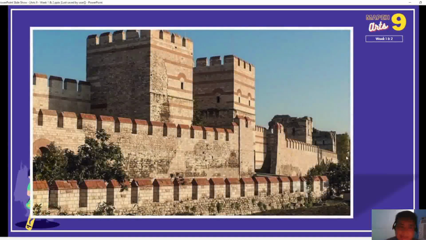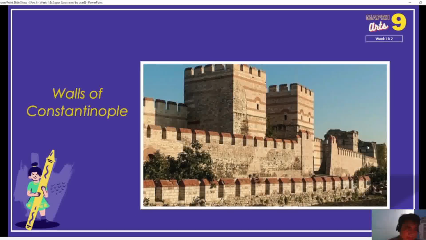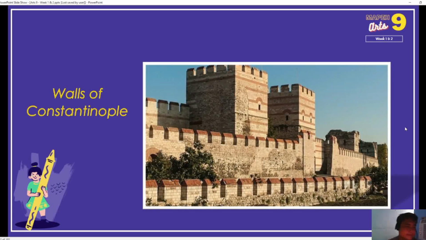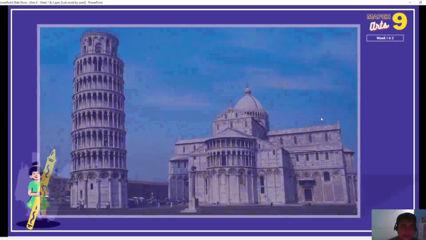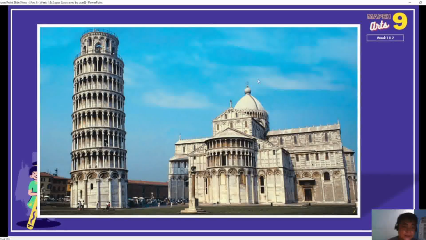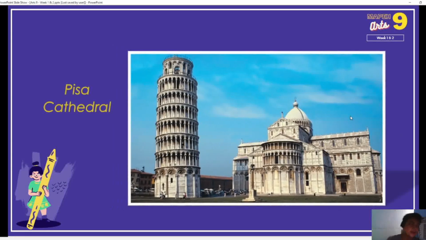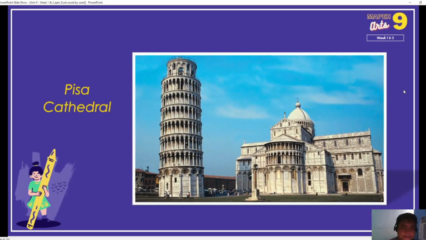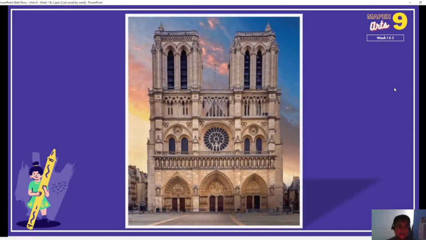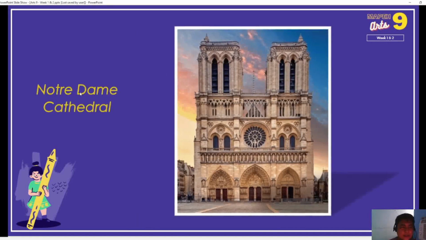So let's have some examples. This one is from the Byzantine architecture, the walls of Constantinople. Next one, this one is very famous in Italy, the Leaning Tower of Pisa, but actually it is a cathedral. This one is called the Pisa Cathedral. Last but not the least, this one is very famous as well from France, a Gothic art called the Notre Dame Cathedral.